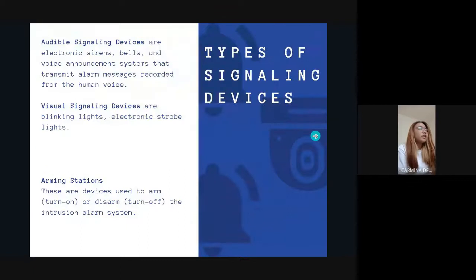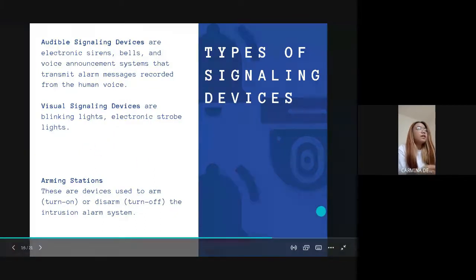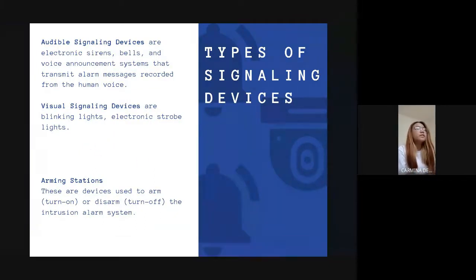There are two types of signaling devices. The first is the audible signaling devices. These are electronic sirens, bells, and voice announcement systems that transmit alarm messages recorded from the human voice. On the other hand, we have visual signaling devices, which are revolving lights, electronic strobe lights, and blinking lights. To differentiate, audible, from the word itself, we hear these signaling devices, and visual, we see these signaling devices.